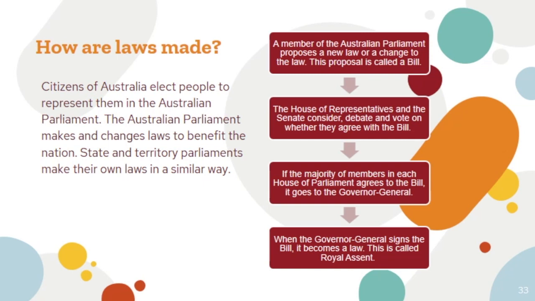A member of the Australian Parliament proposes a new law or a change to the law. This proposal is called a bill. The House of Representatives and the Senate consider, debate and vote on whether they agree with the bill. If the majority of members in each House of Parliament agrees to the bill, it goes to the Governor-General. When the Governor-General signs the bill, it becomes a law. This is called royal assent.